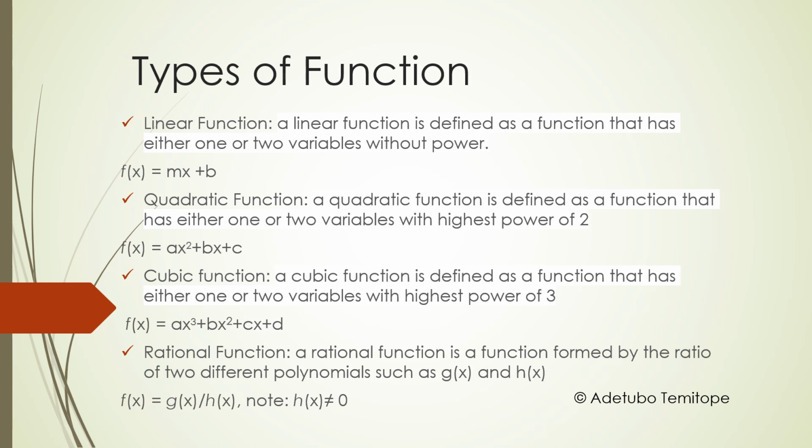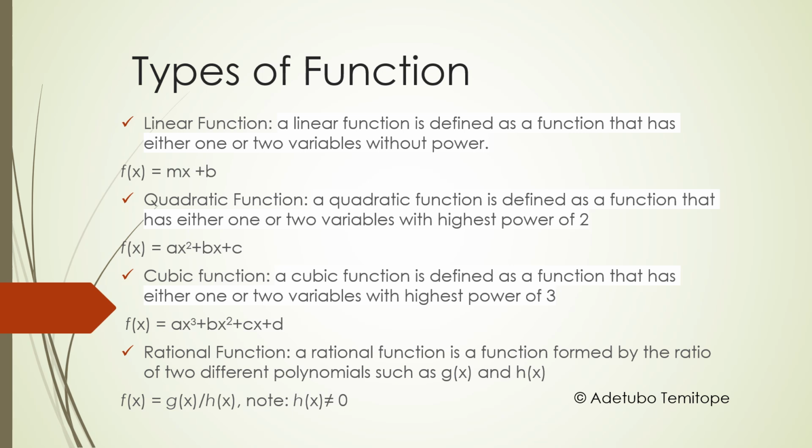So we move on to the types of function we have in economics. We have linear function. A linear function is defined as a function that has either one or two variables without power. So we have an example here. We have f of x equals to mx plus b. You can see in this function we do not deal with any power. There is no power there.